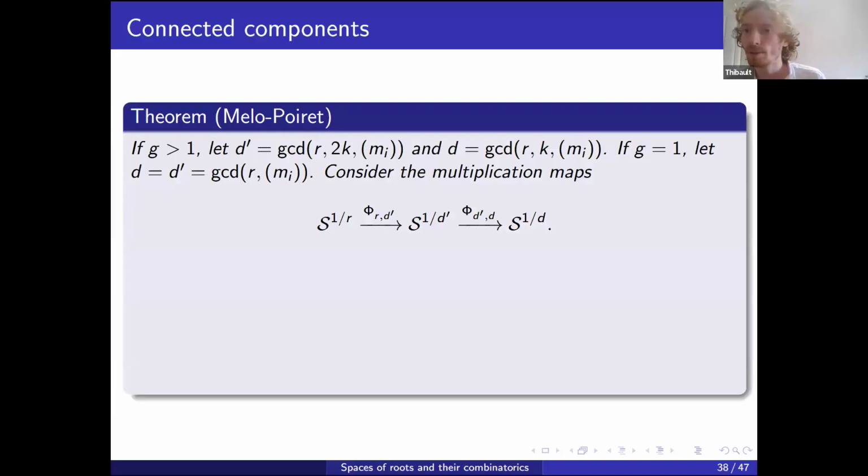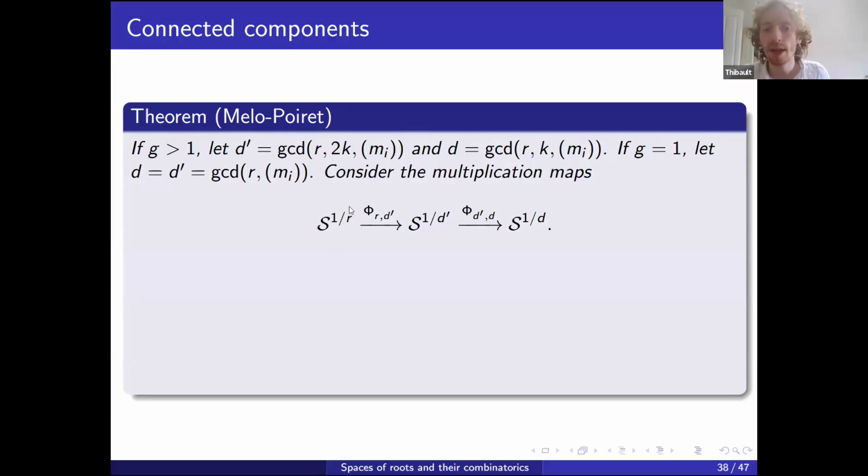So the next theorem, which is the first I want to present, solves this problem. It computes the connected components in a bit of a roundabout way, so I want to stop on it for a second. First, we introduce some numbers depending on the problem. D prime and D are the GCDs of R and of these coefficients that appear in the universal bundle. So these are numbers depending on the universal bundle.